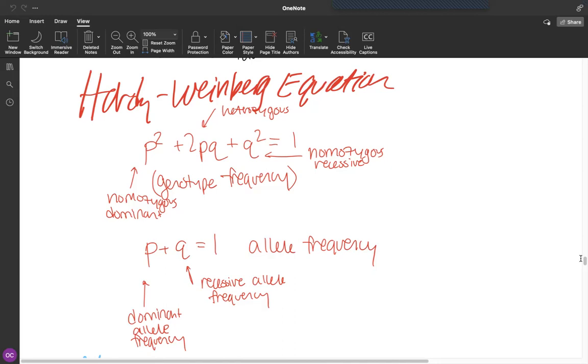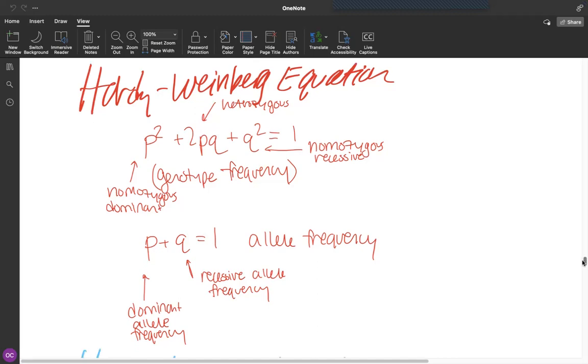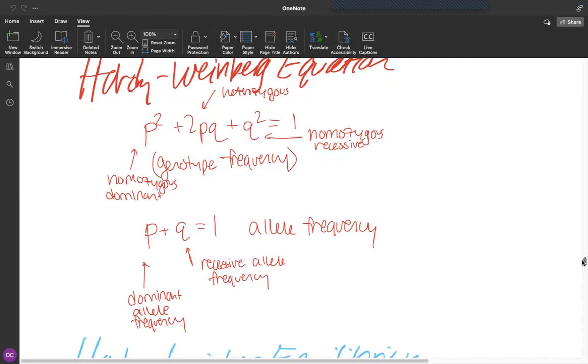And then p plus q equals 1 is the allele frequency, where p is associated with the dominant allele frequency and q is associated with the recessive allele frequency. So you need to use both of these equations often alongside each other to solve for p or q when you know one or the other.